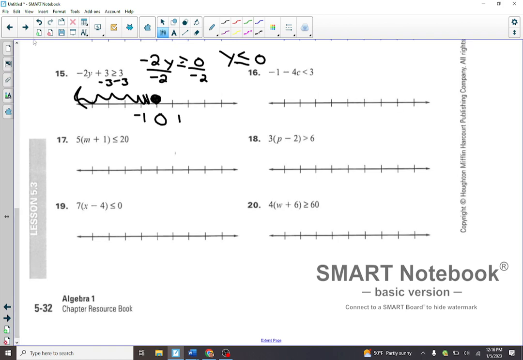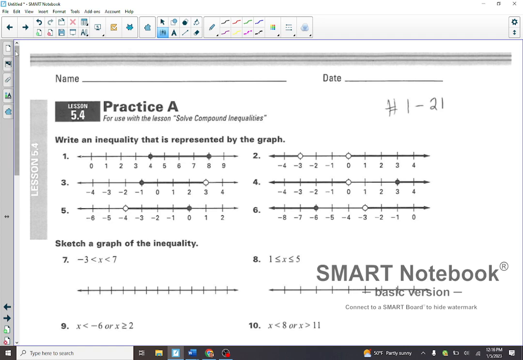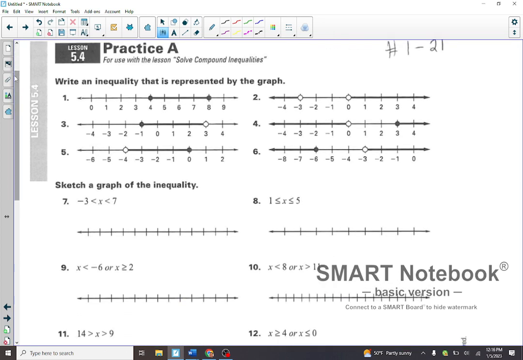I'll move on to the next one. All right, 5.4, last section.